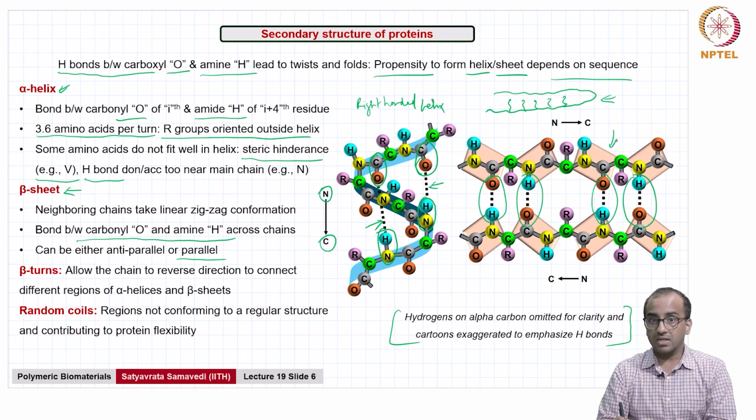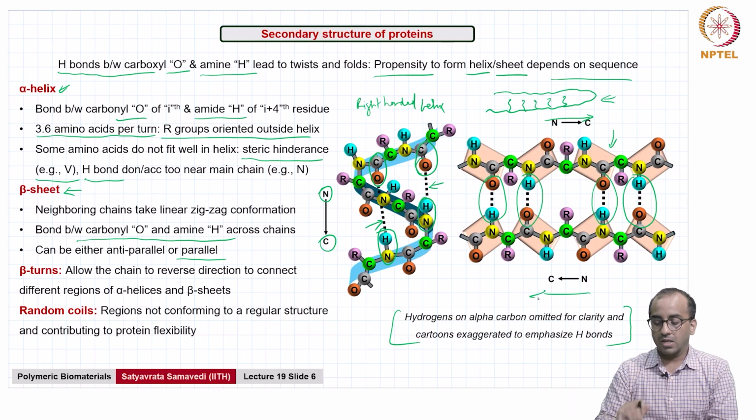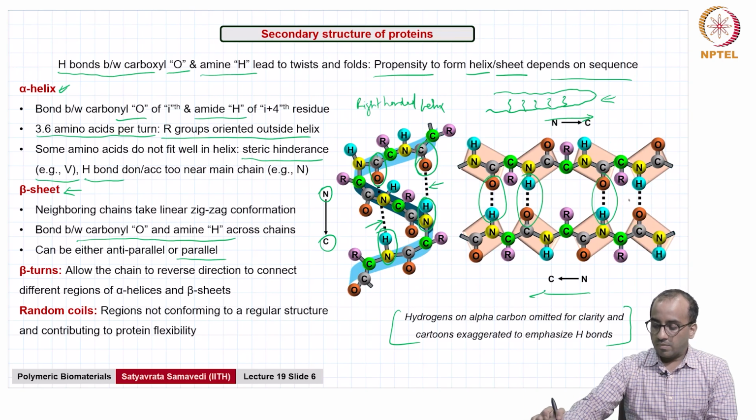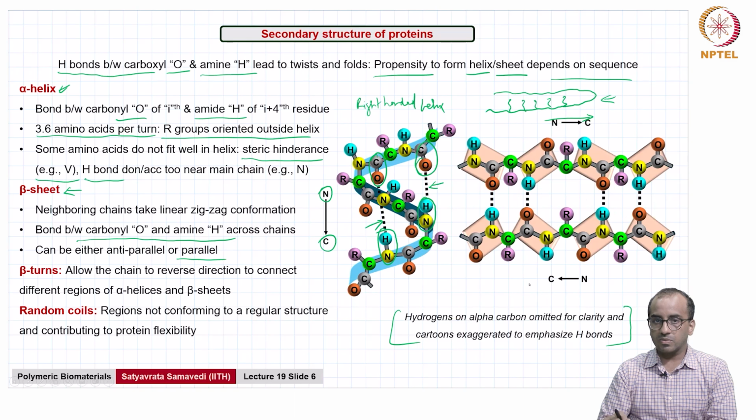So, shown here is an example of anti-parallel beta sheet where N to C goes this way, and on the bottom the chain reverses and comes back this way. And in the beta sheet, the R's on alternate amino acids point either up or down as shown here.